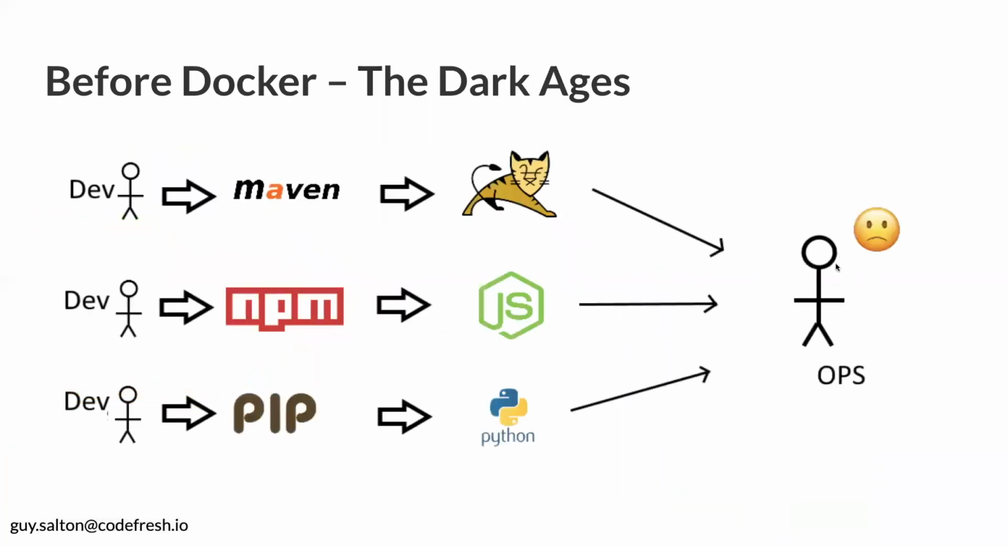Now, if you look at the history, what we call the dark ages, before containers appeared, the situation was very difficult both for developers and for operators, but especially for operators. If you were an ops guy in a big organization where different tools and programming languages are being used, you have to know everything. You have to know how Java applications are deployed, how Node applications are deployed, how Python applications are deployed, and the same was true for developers.